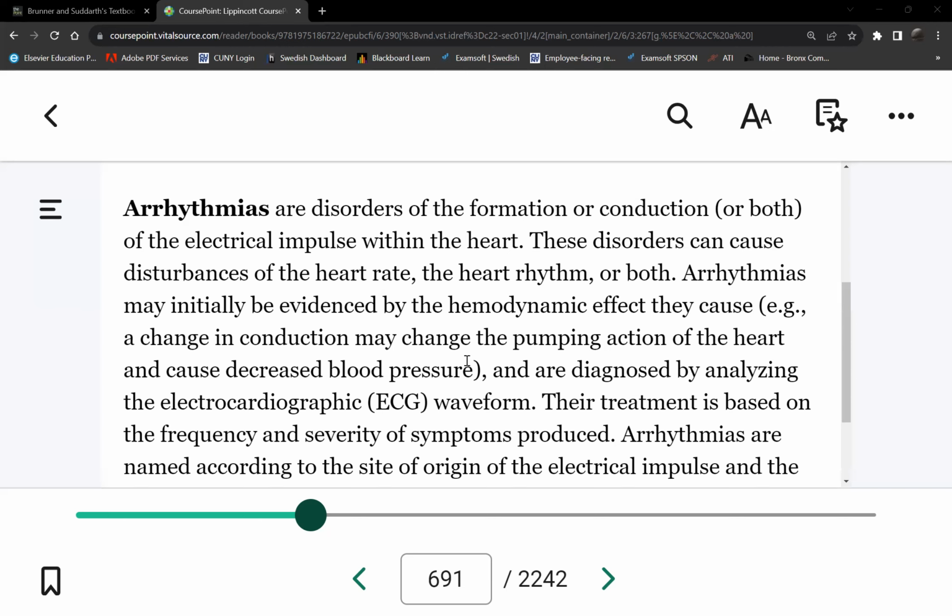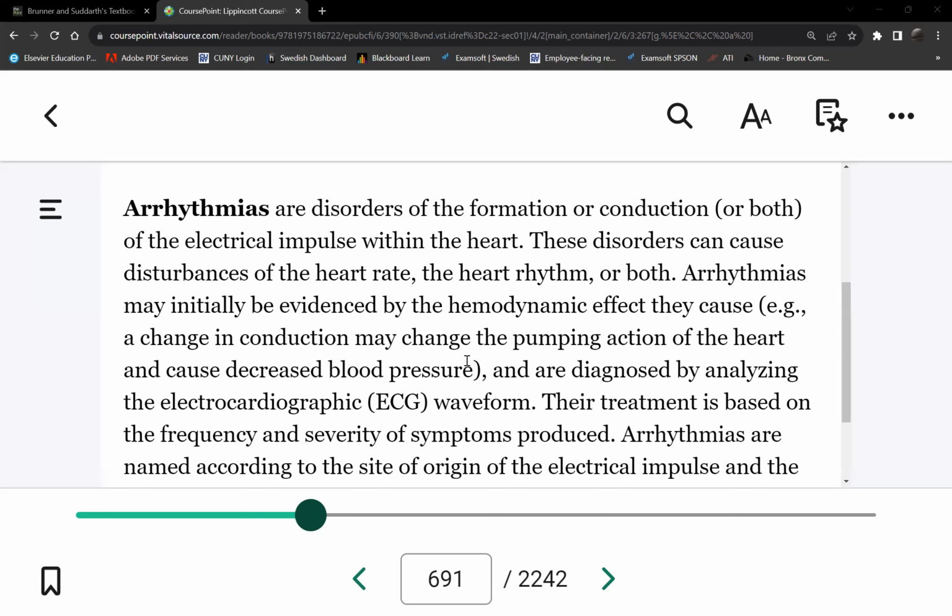Third is the easy part, which is signs and symptoms. What will the patient's manifestations be? It's easy because there is no dysrhythmia that increases cardiac output. They all disrupt the cardiac cycle, so therefore cardiac output will drop.